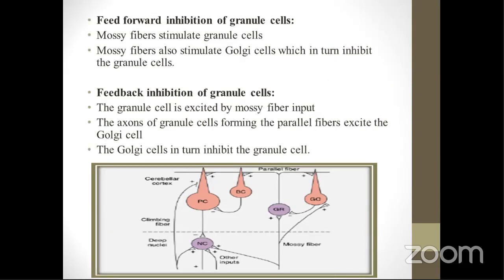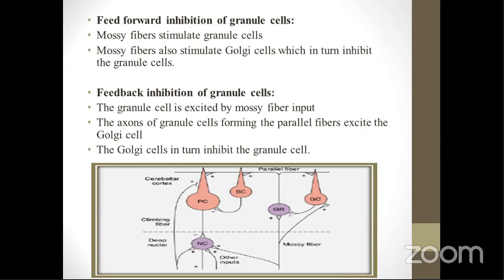The same property is also shown by the granule cell itself. So these are the mossy fibers. The mossy fibers stimulate the granule cells. They also stimulate the Golgi cells. And when the Golgi cells are stimulated, they inhibit the granule cells. So the mossy fiber stimulates granule cells, and the mossy fiber also stimulates the Golgi cells. And when this Golgi cell is stimulated, it is going to inhibit the granule cells. And this particular property is known as feed forward inhibition.